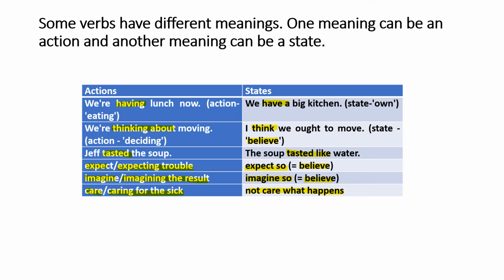Jeff tasted the soup. Here, this is action. But the soup tasted like water. This is a state. When we say we expect trouble or we expect something, this is action. But when we say I expect so, it means I believe so. This is a state. The same can be said about imagine. And care. When we have care for someone, this is action. But in this expression, we say I don't care what happens. This is a state.